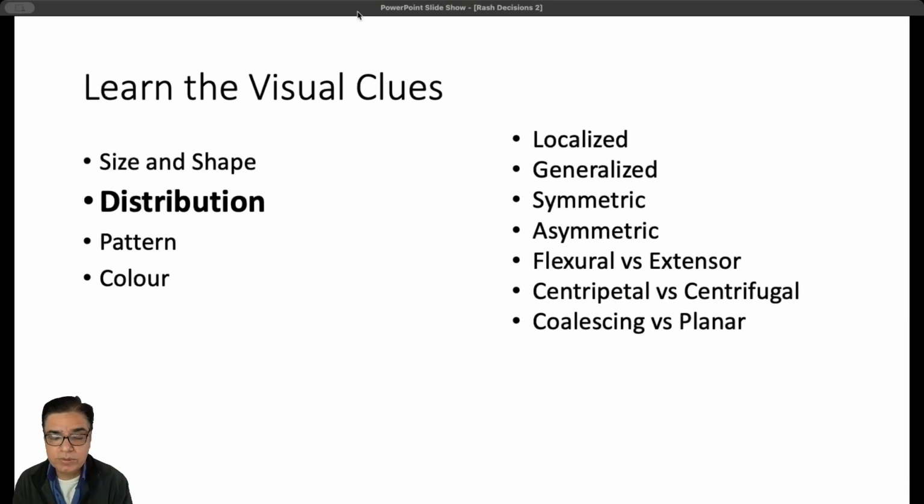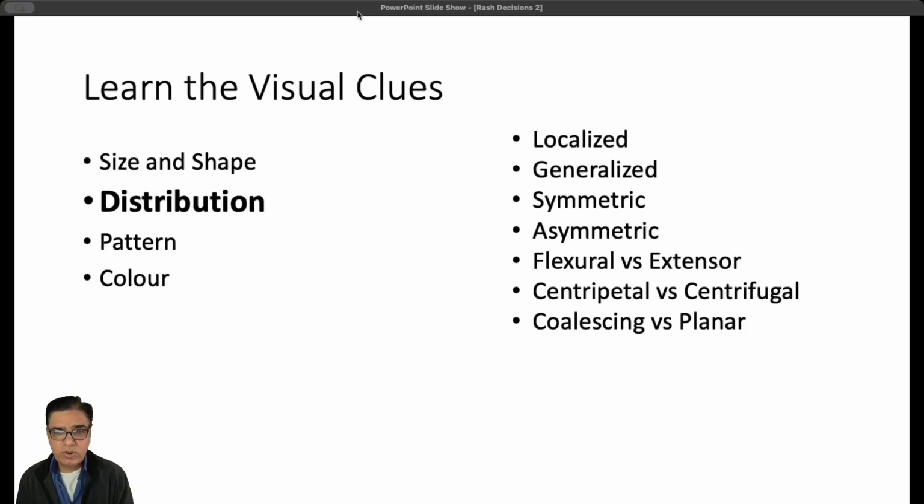Distribution is very important because you need to know if it is localized or generalized. Let's say a rash, irrespective of whether it's macular, maculopapular, papulovesicular, nodular, whatever. If it is limited to one anatomical area, let's say the face or chest or a single limb, we call it a localized rash. If it is spread beyond two anatomical areas, we call it a generalized rash. So distribution is very important, whether it's localized or generalized.